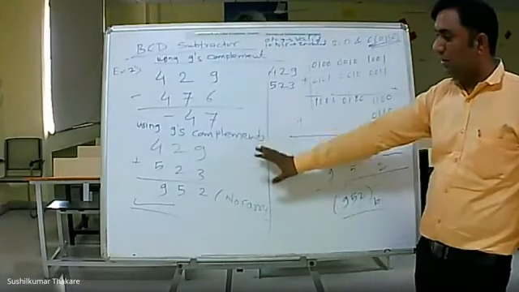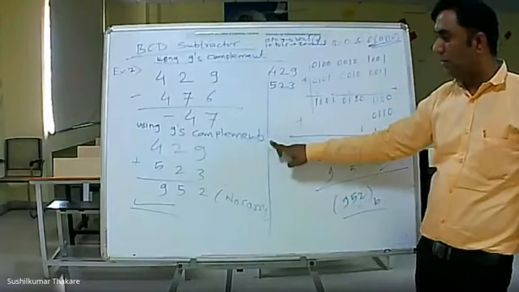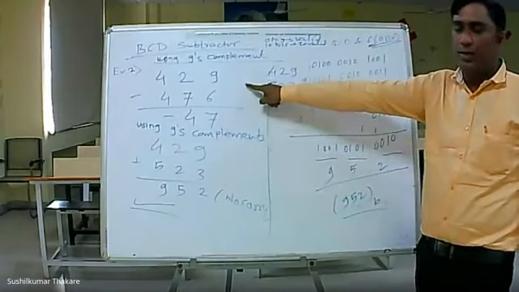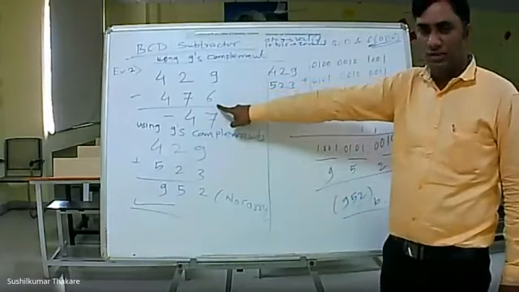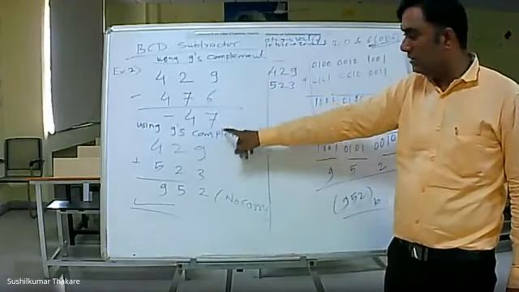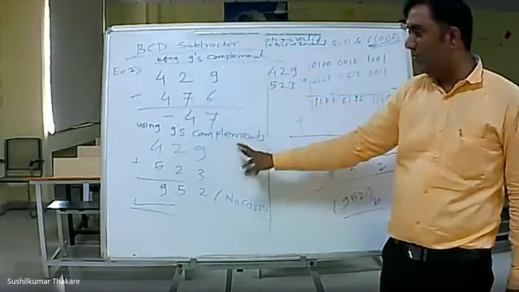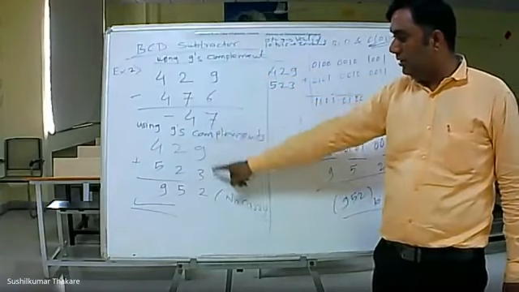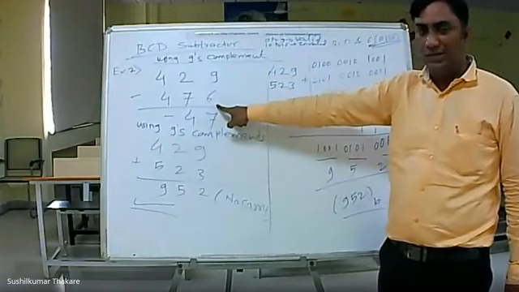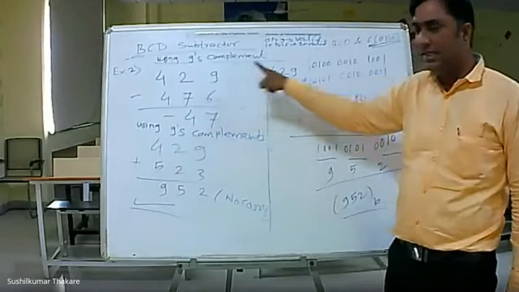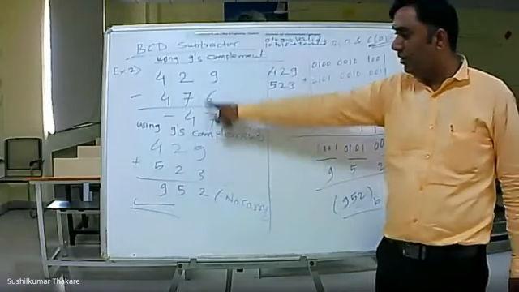Using 9's complement, just use this 9's complement method. Our numbers are 429 minus 476. In general, what is the subtraction? That is 429 minus 476. But for BCD subtraction using 9's complement, just take the 9's complement of this number 476. So 429 is written as it is. And what is the 9's complement of this number?